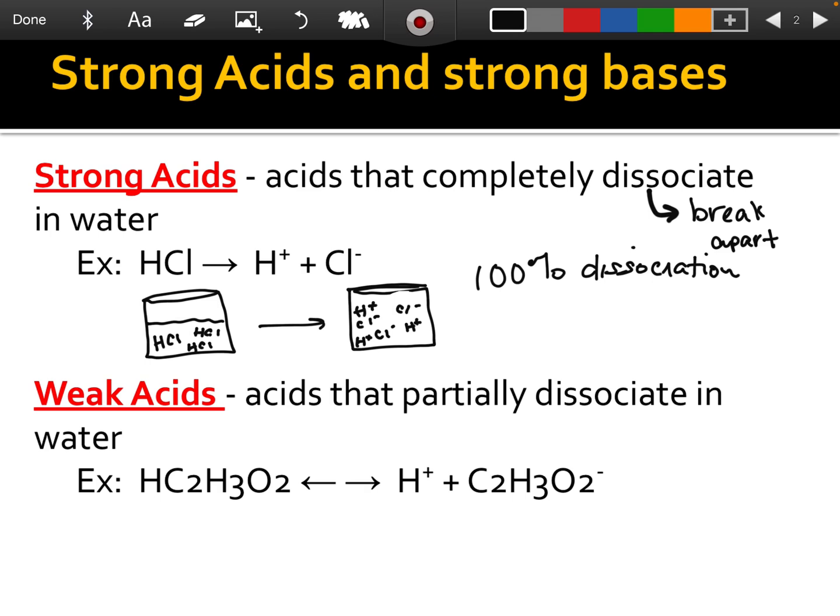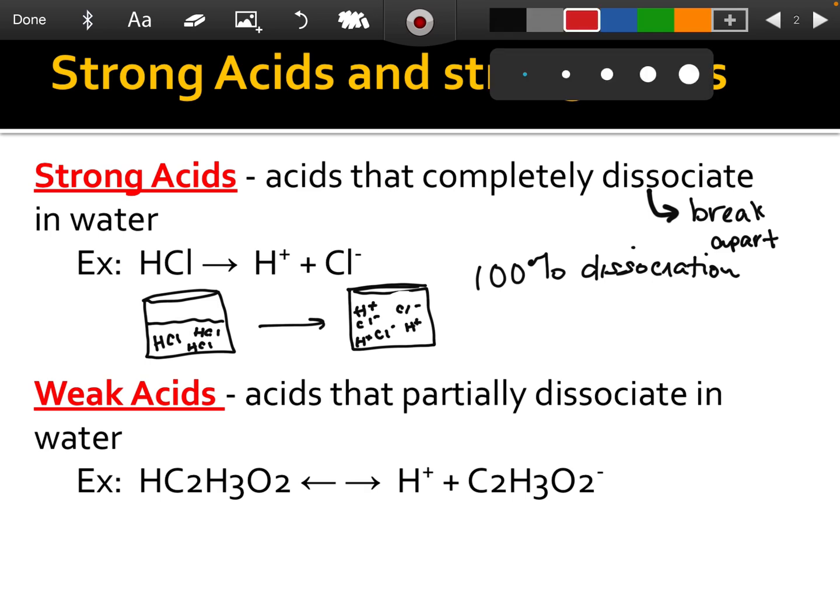with strong acids. So if every single molecule breaks apart, then there's going to be more H+ ions floating around in solution, which means it's a stronger acid, which means it's going to have a lower pH, because on the pH scale, acids are 1 to 7. And so the closer that the solution is to a pH of 1, the stronger the acid.